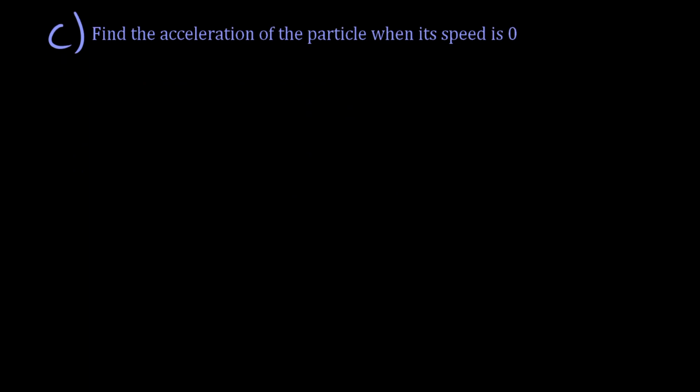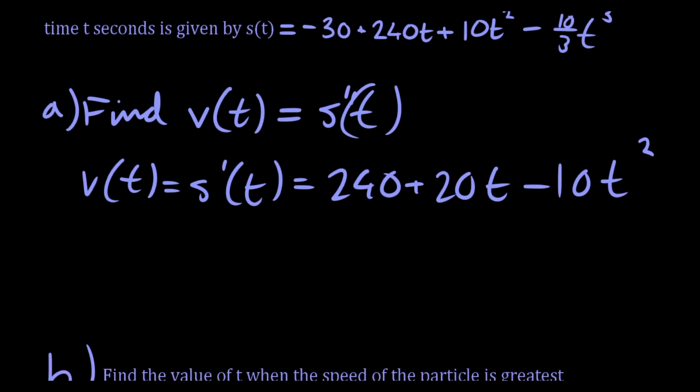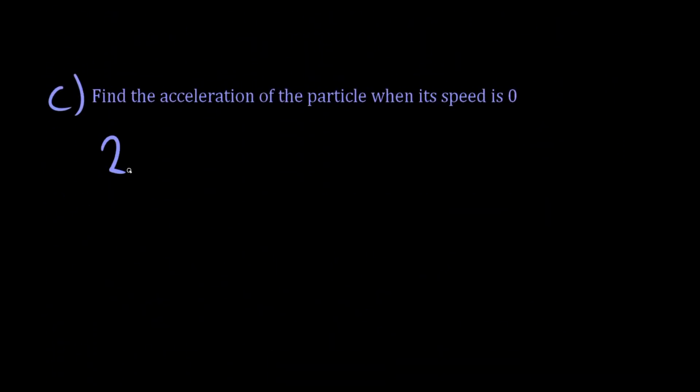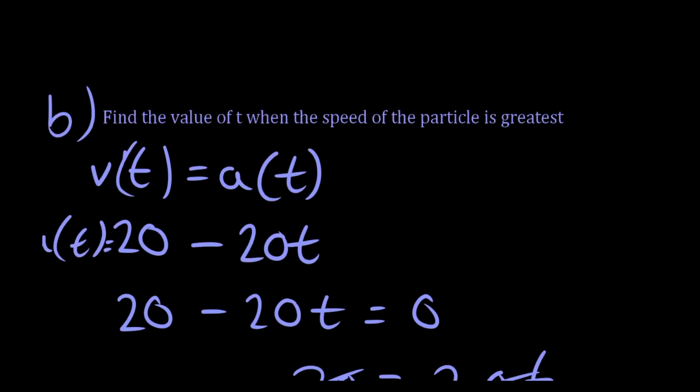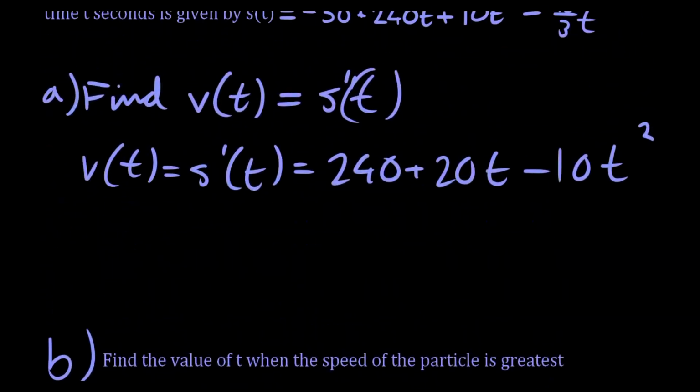And now we have to find the acceleration of the particle when its speed is equal to 0. So this is kind of tricky. We're going to go back to our formula for speed, which is velocity, which is 240 plus 20t minus 10t squared. Yep.